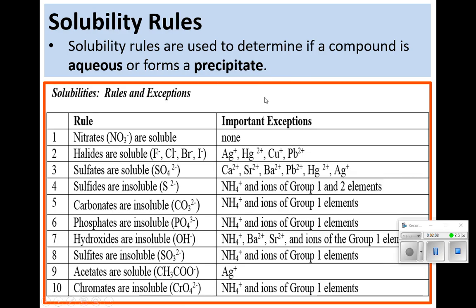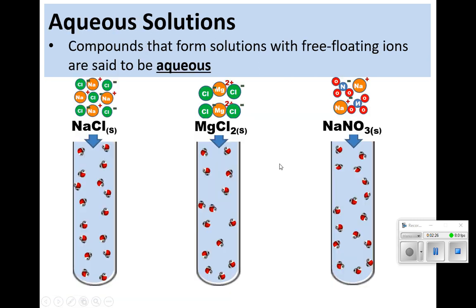So how do you know if something can be dissolved or not? Well, you look at something called solubility rules. These solubility rules look at anions. You look at all of these anions and it lists which of those anions are soluble with different cations. We'll look at an example in a little bit.